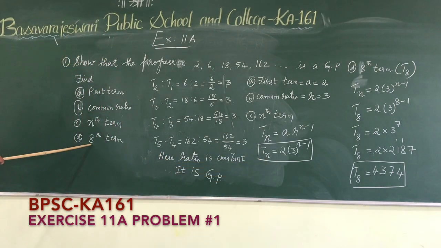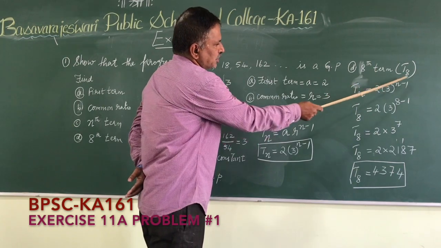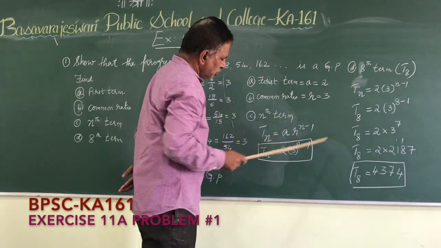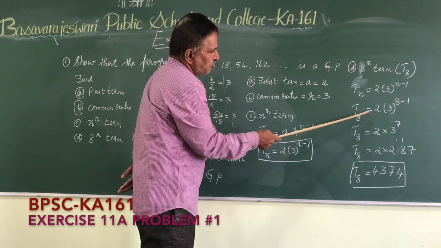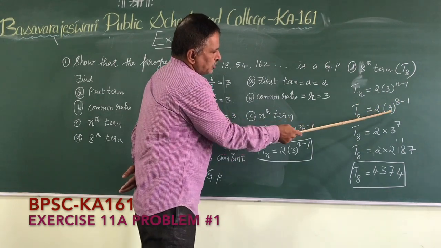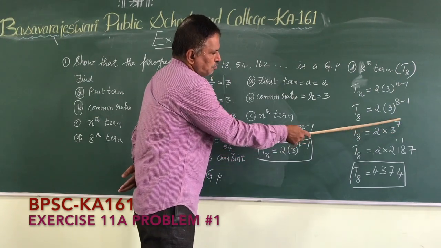Further, he has asked you to find out the 8th term. Not only the 8th term, any term you can find out: 10th term, 100th term, 15th term, any term. In this question, he has asked you to find the 8th term, which is nothing but T8. When I use this formula, the n value will become 8. 2 into 3 to the power of 8 minus 1 is 7. That means 2 into 3 to the power of 7.